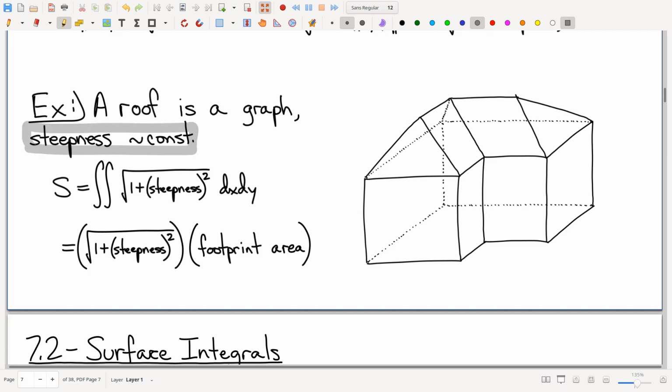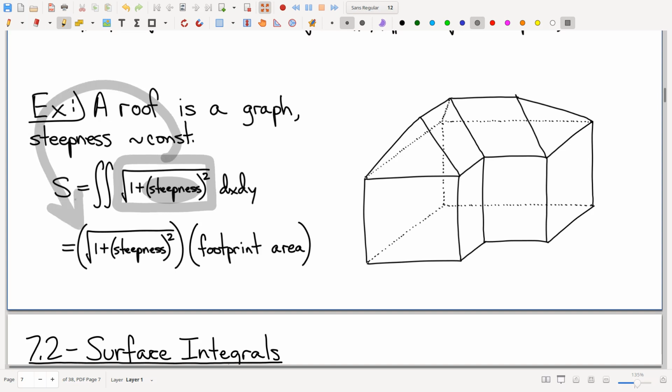You've got all these different faces, and they're pointing different directions, etc. But for whatever reason, I'm not sure why, they always make sure, I think they call it the pitch of the roof, it's always the same on all of those faces. So the steepness is a constant. And if steepness is a constant, that means that this stretching factor is a constant. And constants will just factor right outside of the integral.